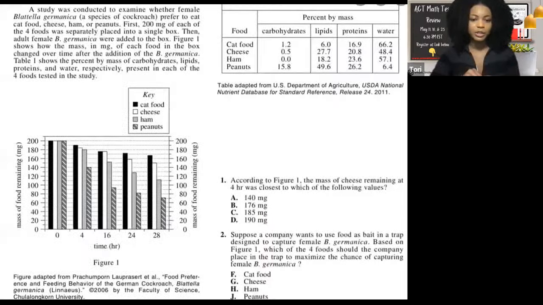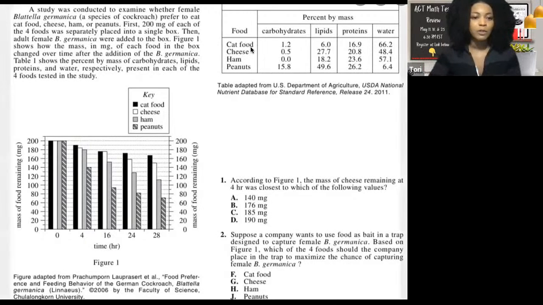So we're looking at question 2 now, going directly to the question. It says, suppose a company wants to use food as bait in a trap designed to capture female bee germanica. Hopefully I'm pronouncing that correctly. Based on figure 1, which of the 4 foods should the company place in the trap to maximize the chance of capturing female bee germanica? Okay, guys, you can let me know if I'm pronouncing that incorrectly or not.